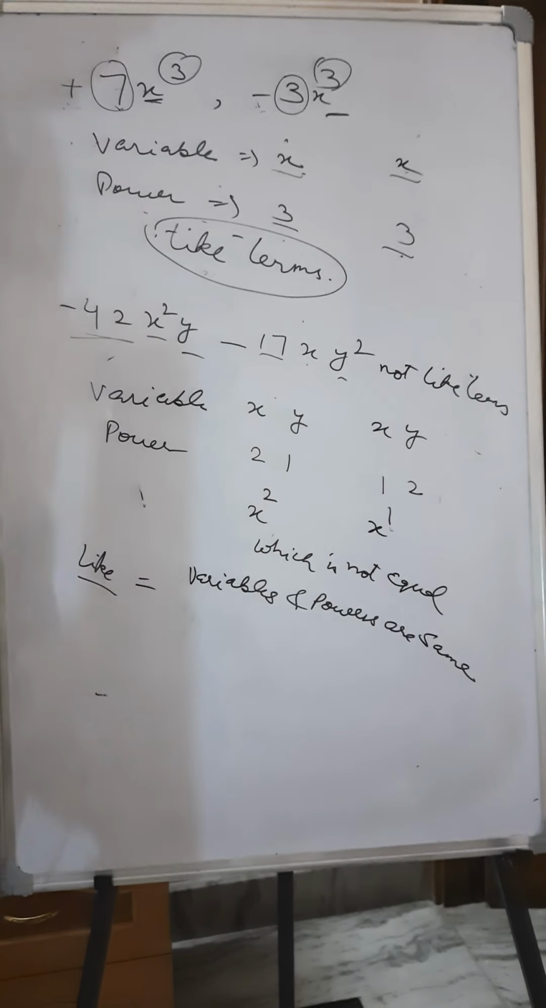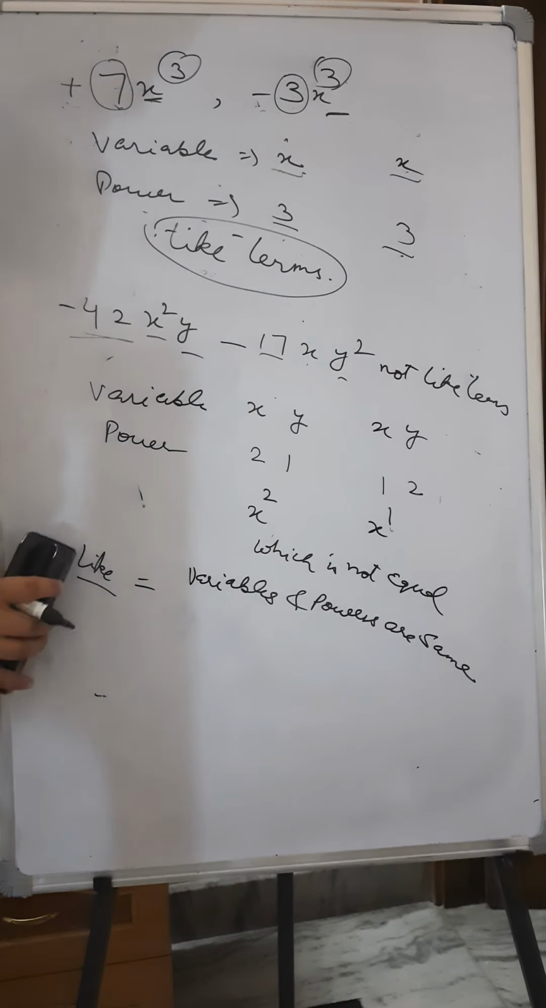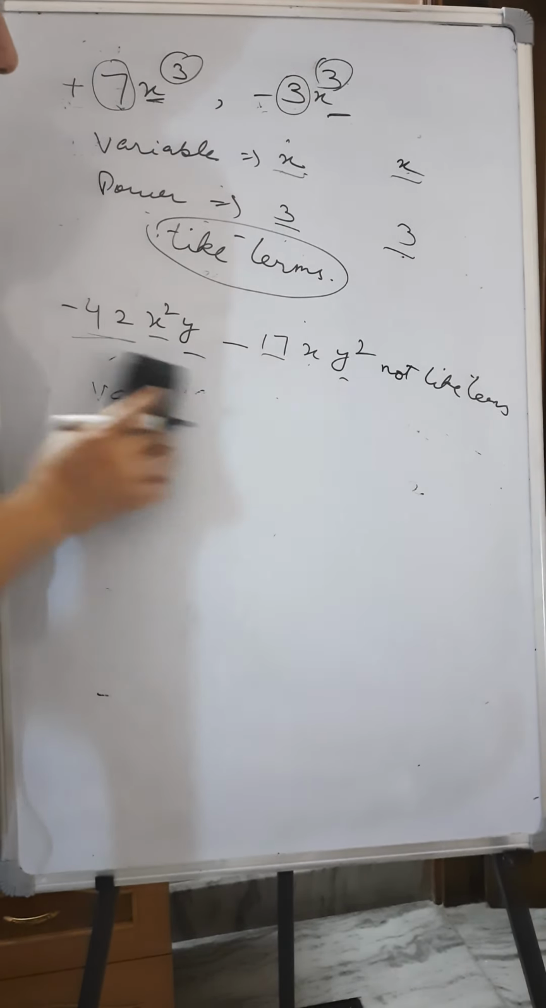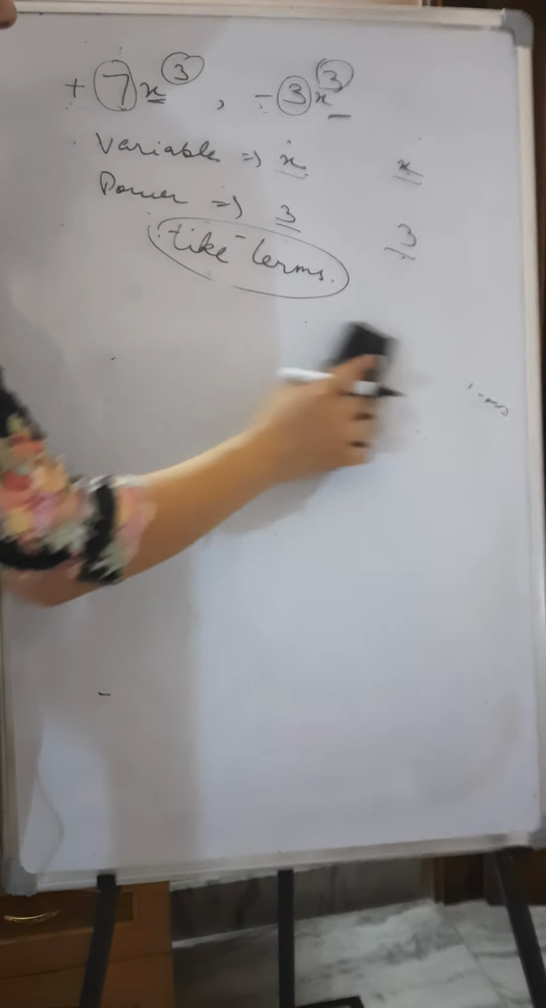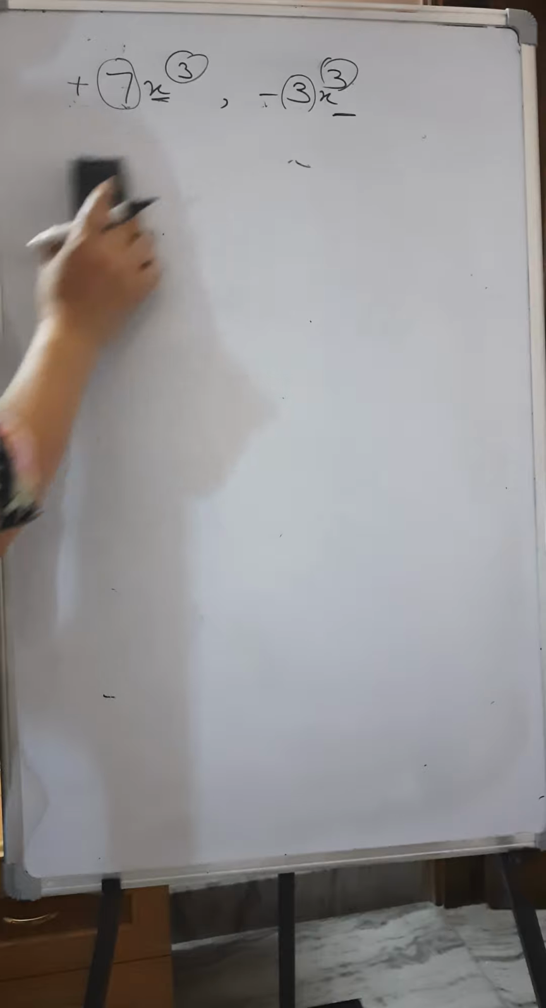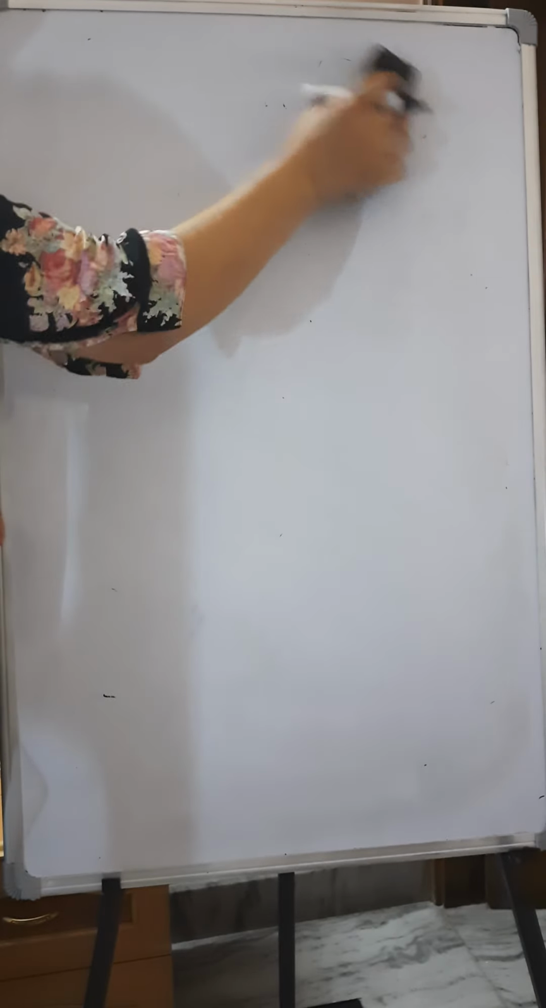And when there are unlike terms, you can't do anything to them. For addition and subtraction, we require like terms.